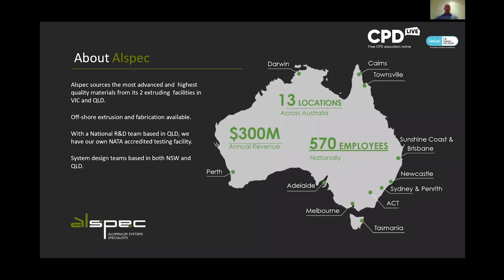So I'll start with a little bit about Alspec. Alspec are one of Australia's largest manufacturers of aluminium systems. Started 46 years ago. We are an Australian-owned business, still privately owned. We have extruding facilities in Victoria and Queensland. We have our own R&D team based in Queensland as well, with our own NATA accredited testing facility. So we do all of our own in-house testing. We also do all of our own in-house design work as well. So we do a lot of bespoke systems for people. We have design teams based in both New South Wales and Queensland. As you can see from the map there, we're a large business. We employ a lot of people. We have branches all around the country, which I guess is why we are one of the most highly used products, because we service our customers so well.